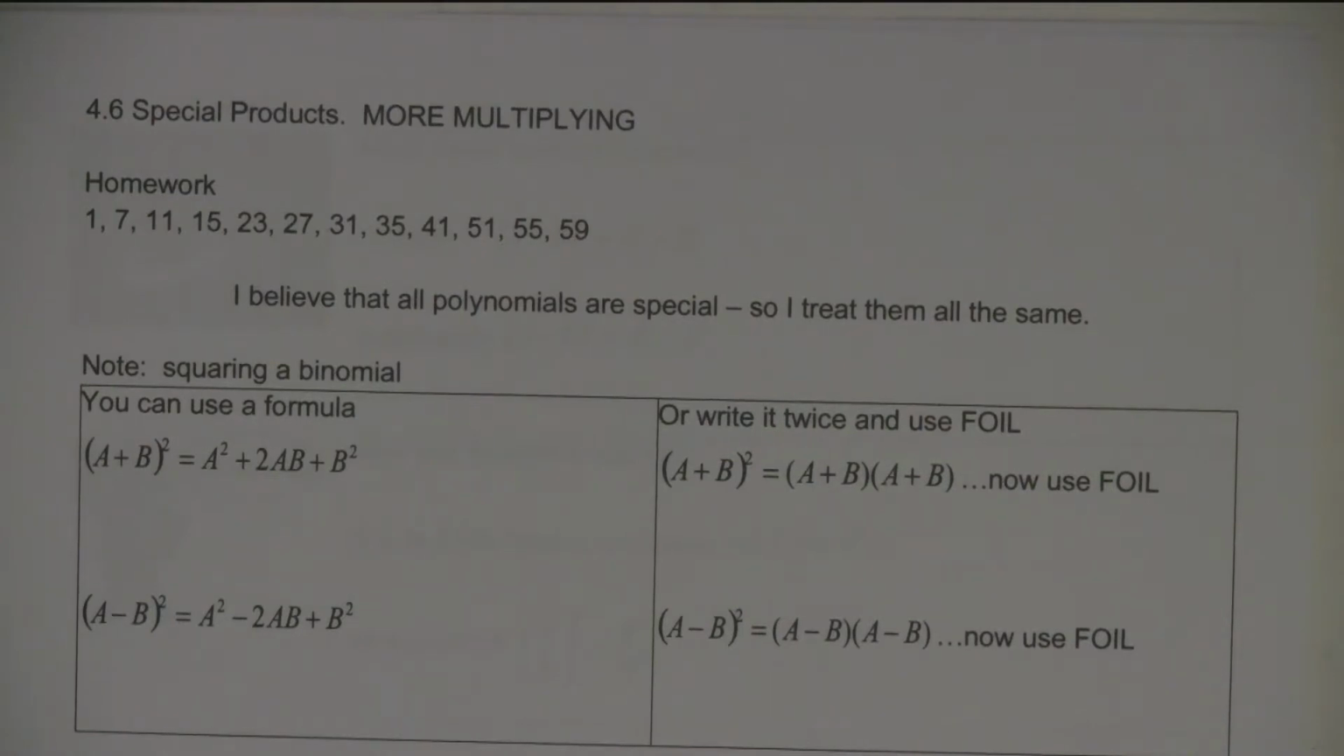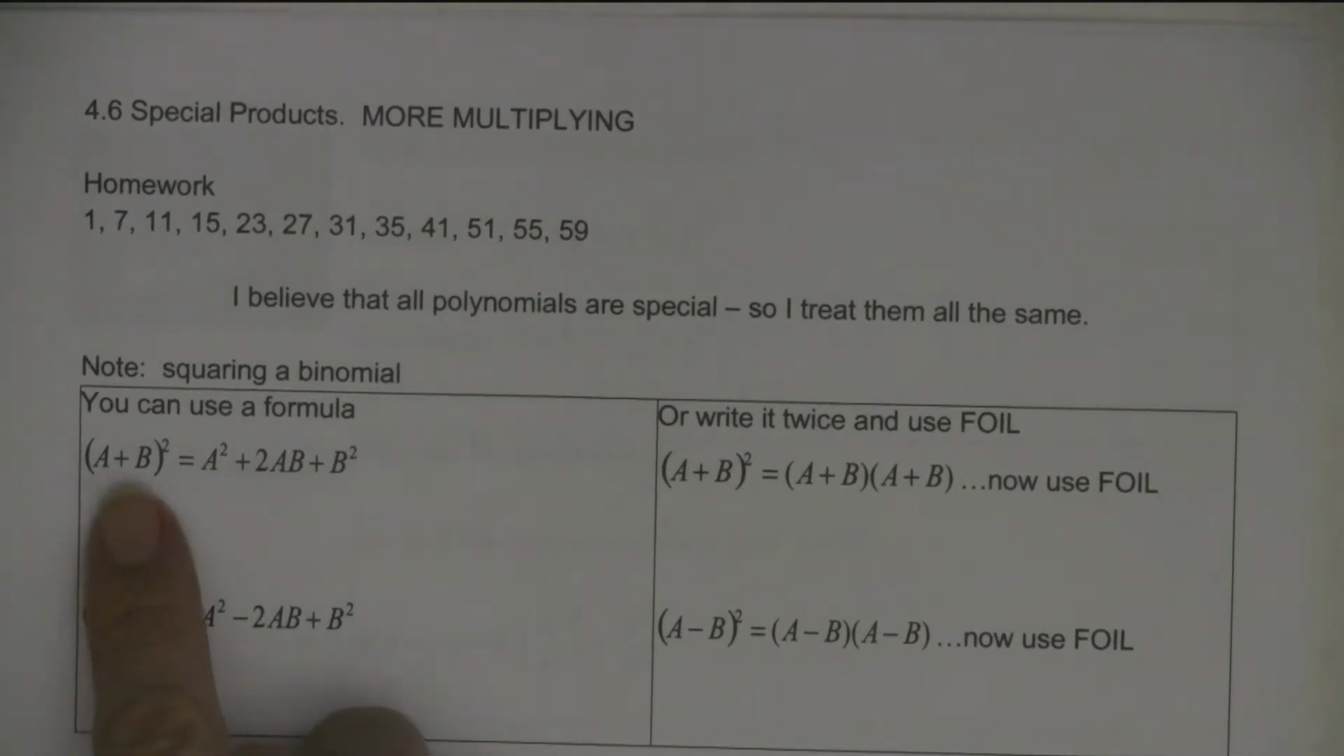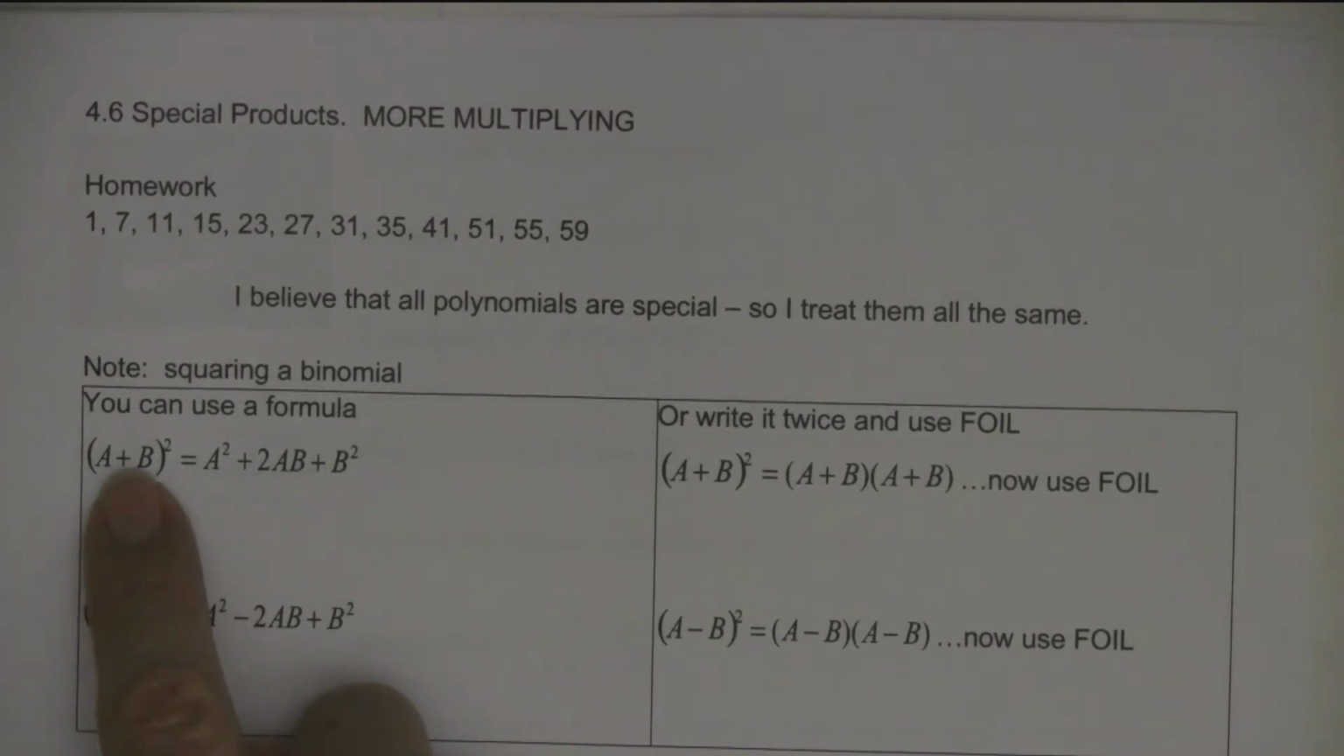So we're going to look at 4.6, and what 4.6 is, special products, and so more multiplying, and so that's our plan. Let's check it out. It's not so bad. And so they give you some formulas. They say that you can use, instead of using FOIL on certain things, and so this is one of the formulas that they give.